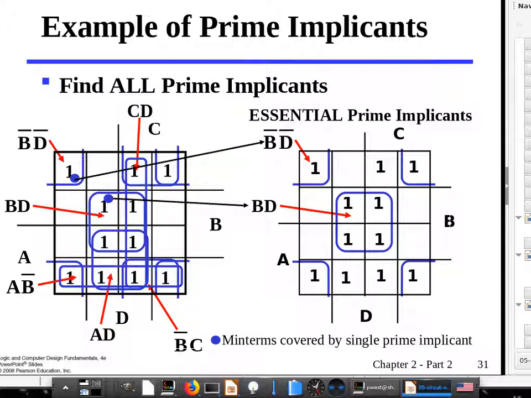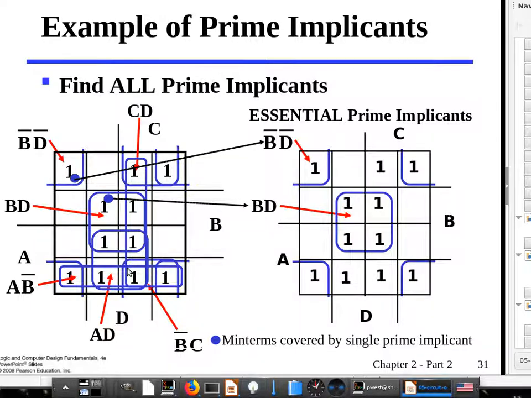What makes that not a prime implicate? CD is not an essential prime implicate because none of the squares it covers does it have sole cover of. In other words, every square it covers has another implicate that also covers it. So for example, this one is also covered by not B C. This one is also covered by BD. This one is also covered by AD, and this one's covered by a whole bunch of them, like A not B. So each of these squares has another implicate besides CD that covers it.